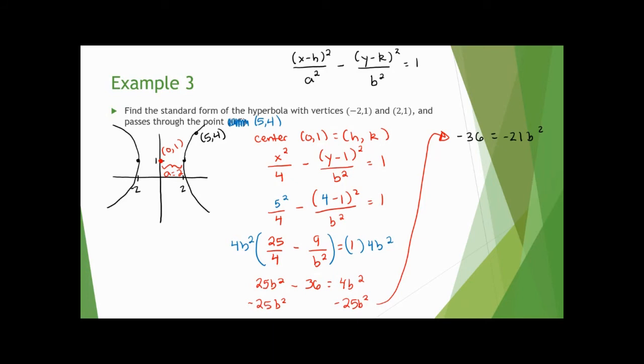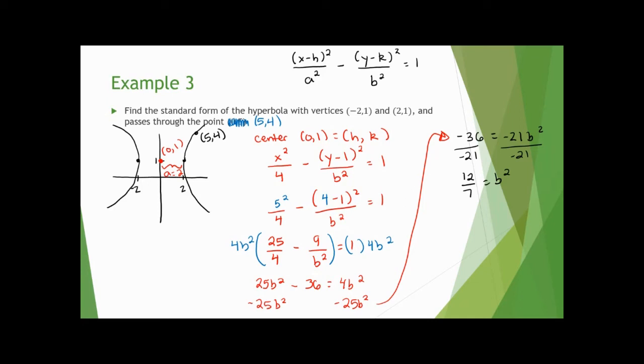Now I'm solving for b squared. So I want to divide both sides by negative 21. The negatives cancel and I have 36 over 21. And I can divide 36 and 21 both by 3, so I can reduce that. 36 divided by 3 gives me 12, 21 divided by 3 is 7. So I get b squared is equal to 12 over 7.